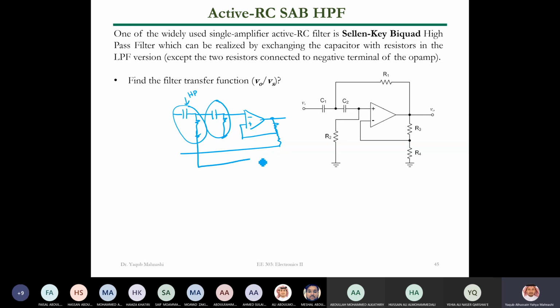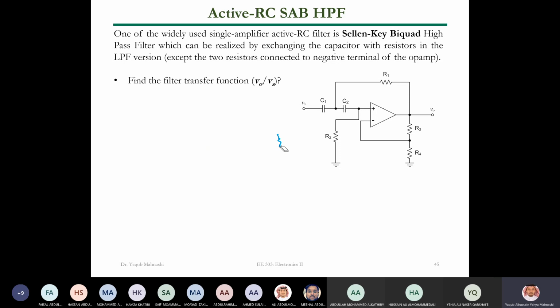So by connecting this term here to the output, in general, always, if you have a low pass filter and you want to replace it with a high pass filter, you just exchange the capacitors with the resistors and vice versa. I will not do the transfer function, of course. You may practice this one, shabab.